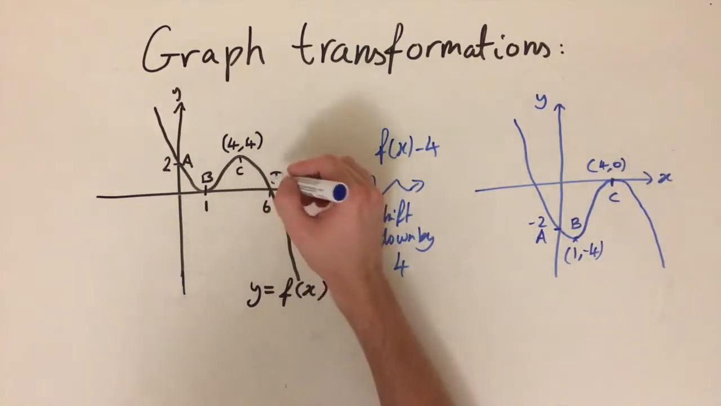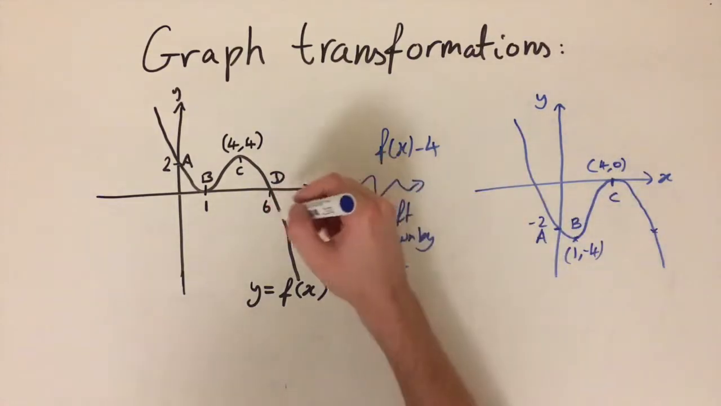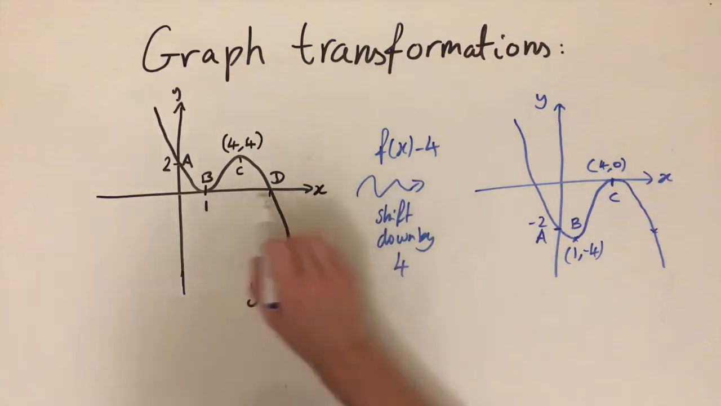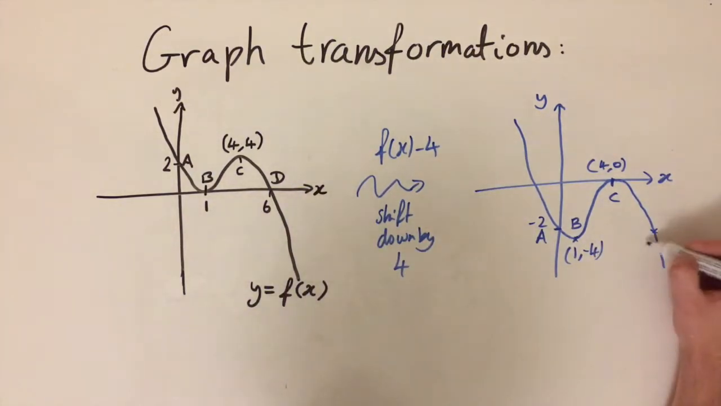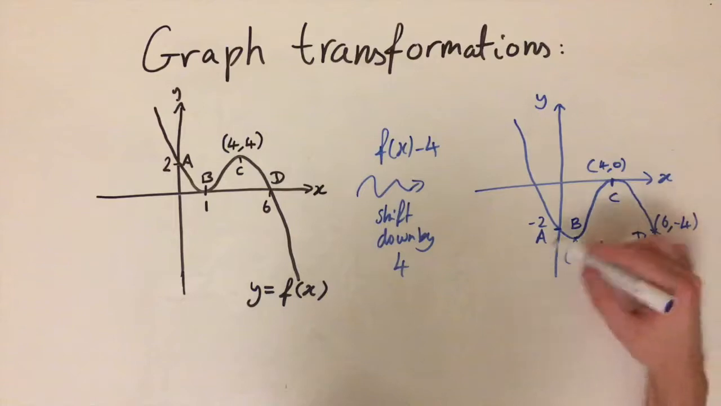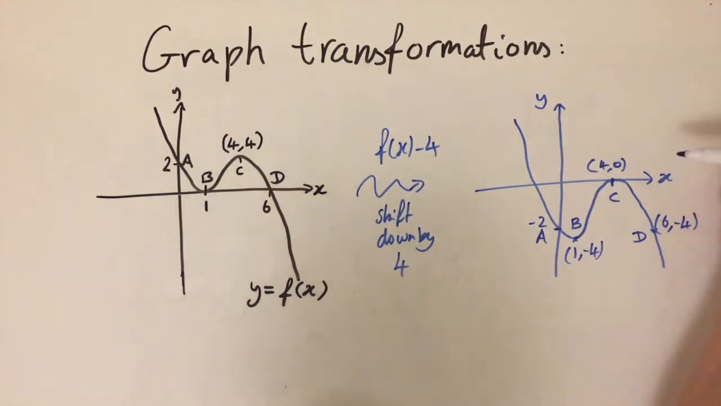And then the last point that we're concerned about is D, the second x-intercept. Now it's not an x-intercept, but it is still horizontal with B. So the x-coordinate is still 6, and the y-coordinate is now minus 4. So these are the 4 points of the original function under this transformation. All we've done is shifted everything down by a factor of 4.